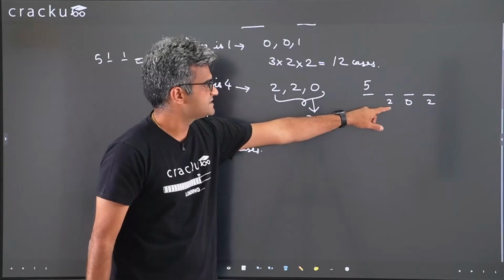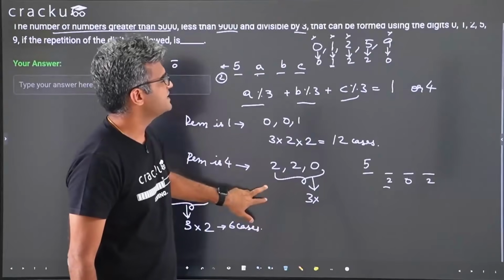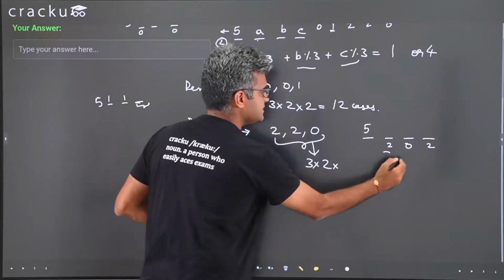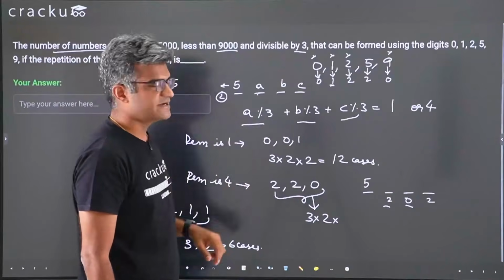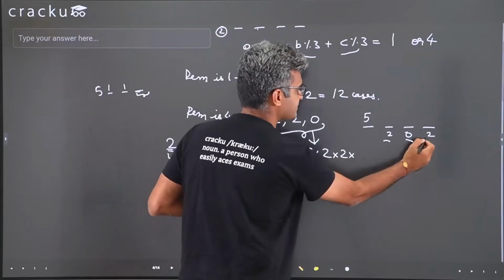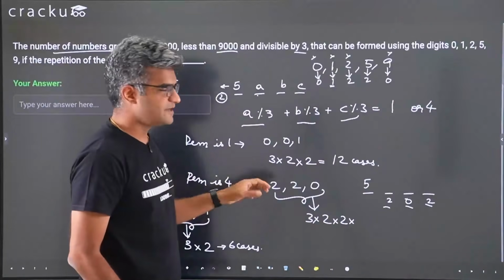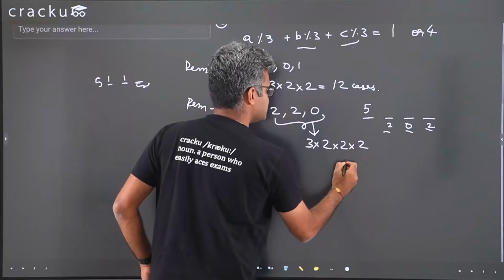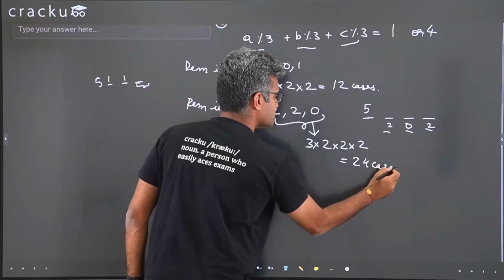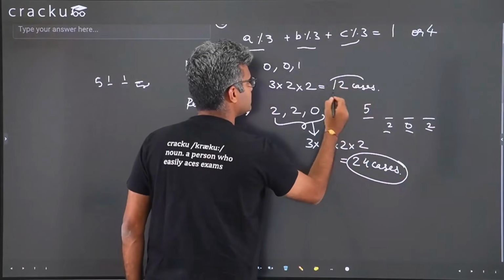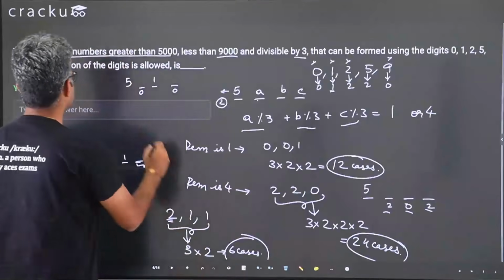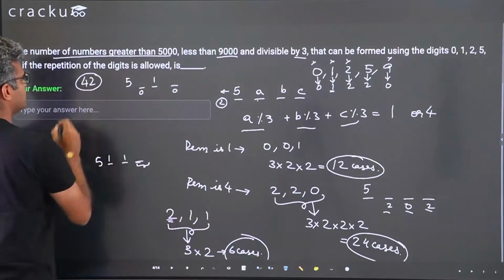Now the hundreds place, that is the number which is leaving a remainder of 2, can be selected in 2 ways. It can be either 2 or 5. This number which is leaving a remainder of 0 can be selected in 2 ways. It can be 0 or 9. And the last number which is again leaving a remainder of 2 can be again selected in 2 ways. It will be either 2 or 5. So this case has 3 into 2 into 2 into 2, which is 24 cases possible. So total is 24 plus 12 plus 6, which is equal to 42. So the total number of numbers possible is 42.